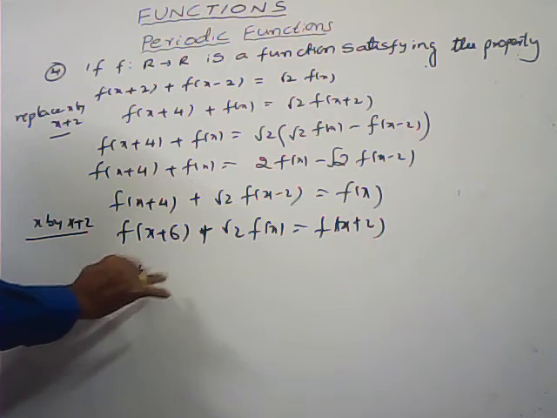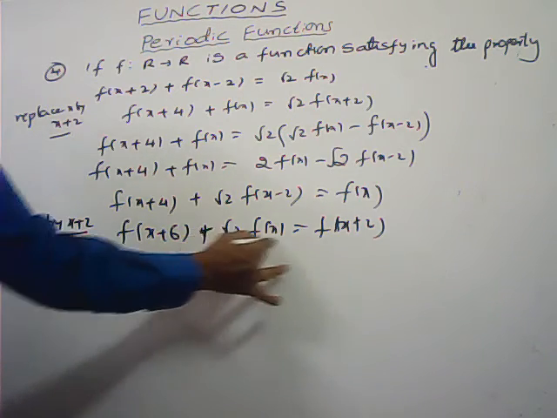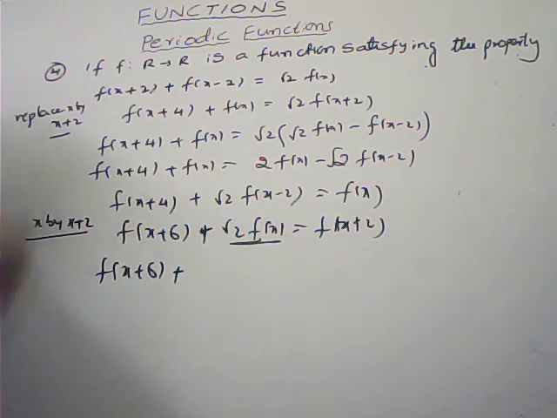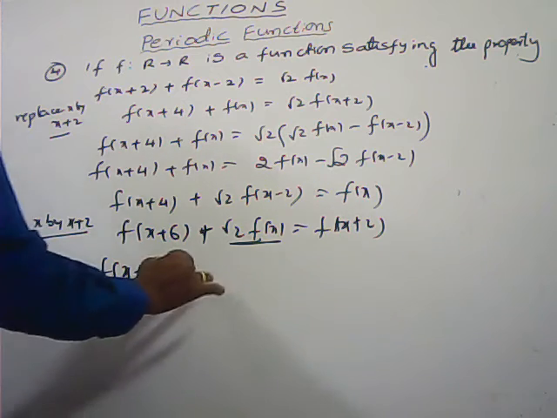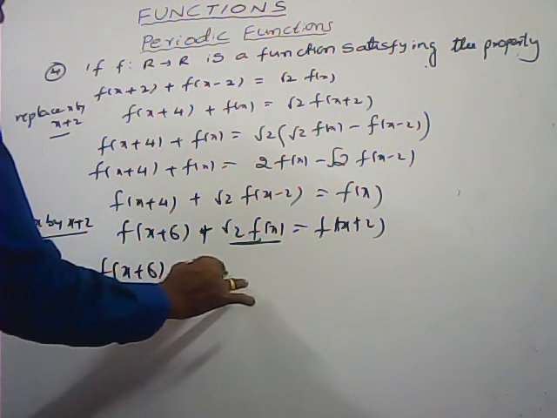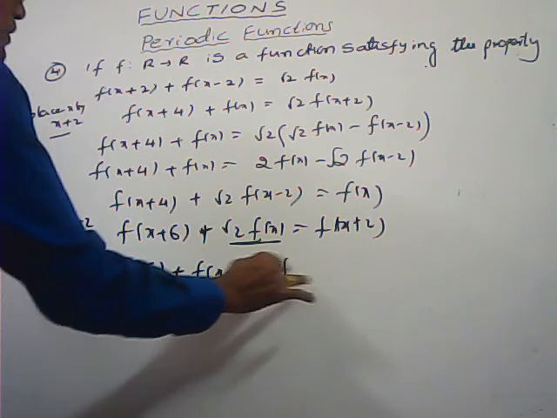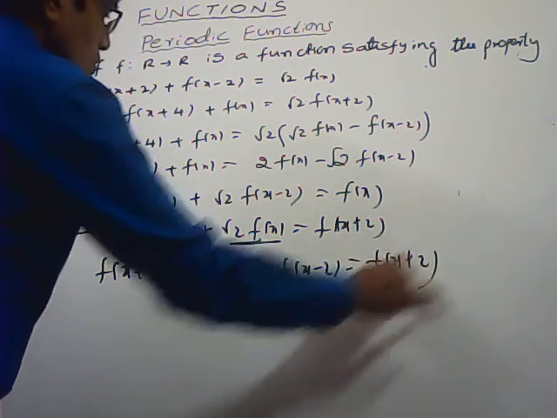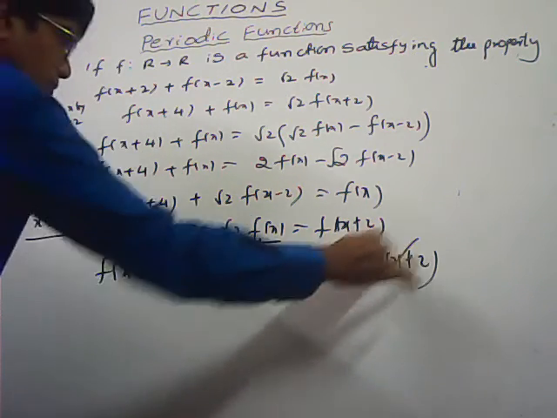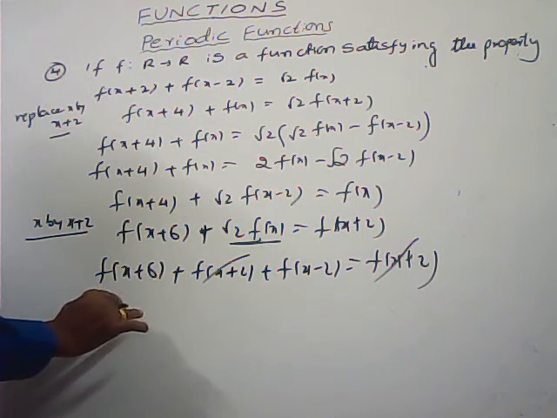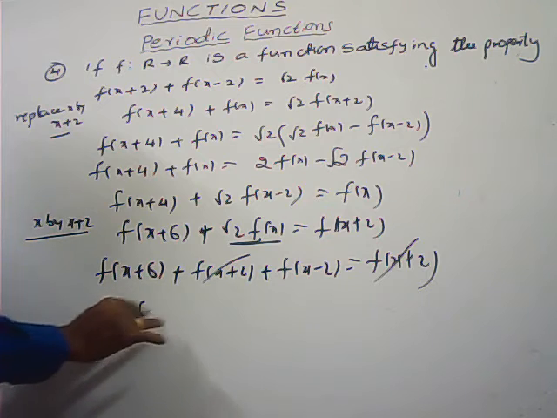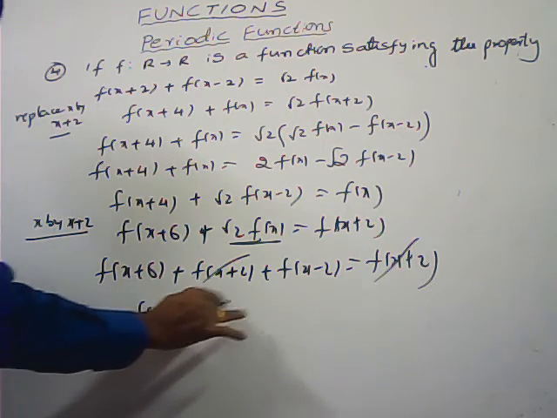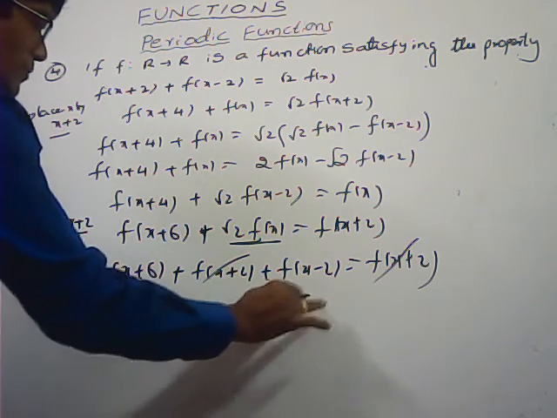Now f of x plus 6 plus, what is the value of root 2 into f of x from the given relation? f of x plus 2 plus f of x minus 2 is equal to root 2 into f of x plus 2. So here we can cancel these two, and here what we got, f of x minus 2 is equal to minus f of x plus 6.